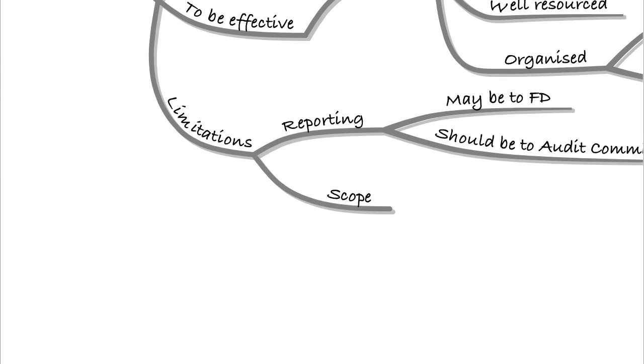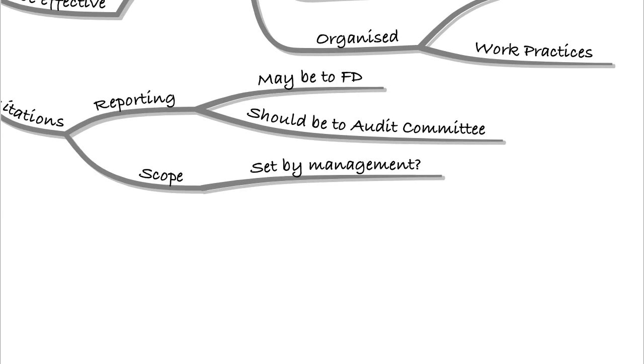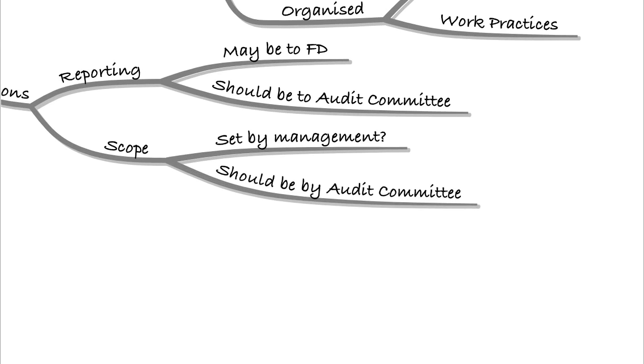What about the scope of internal audit, i.e. what work they carry out? Well, that scope should not be set by management. Because again, if there is some sort of a fraud being carried out within the organisation, the odds are that that fraud would be carried out by management. So they shouldn't set the scope of work that internal audit carry out because they could keep internal audit away from that particular area. So the scope of work should be set by the audit committee.